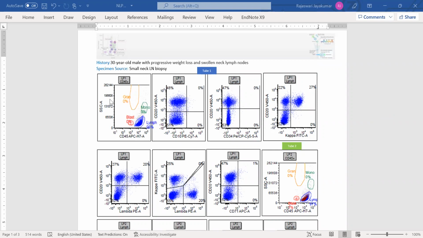So this is a lymph node specimen and we expect the majority of the cells, or almost all of the cells, in the lymphocyte gate. And that's what we are seeing here. All the cells are in this gate that expresses bright CD45 and low side scatter.